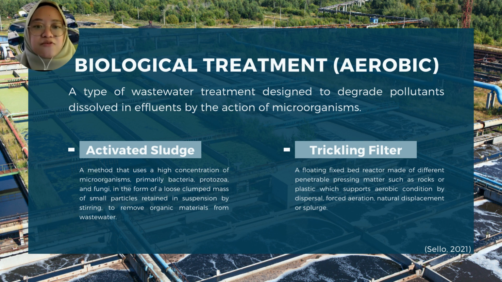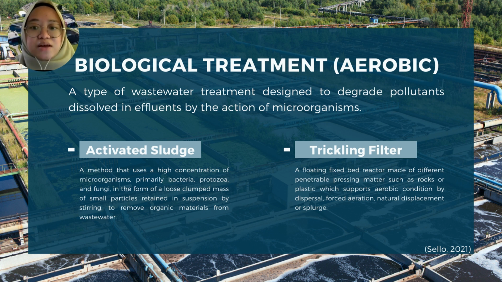There are two types of biological treatments available. The first one is activated sludge and the second one is trickling filter. Activated sludge is a method that uses a high concentration of microorganisms, primarily bacteria, protozoa, and fungi, in the form of loose clump mass of small particles retained in suspension by stirring to remove organic materials from wastewater.